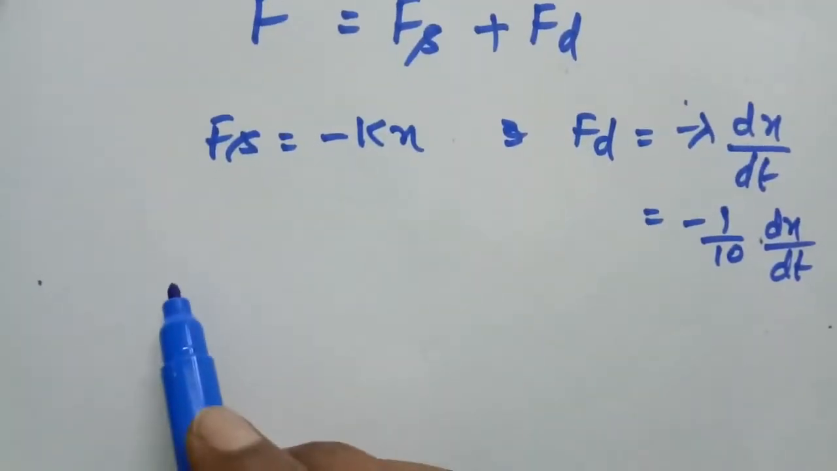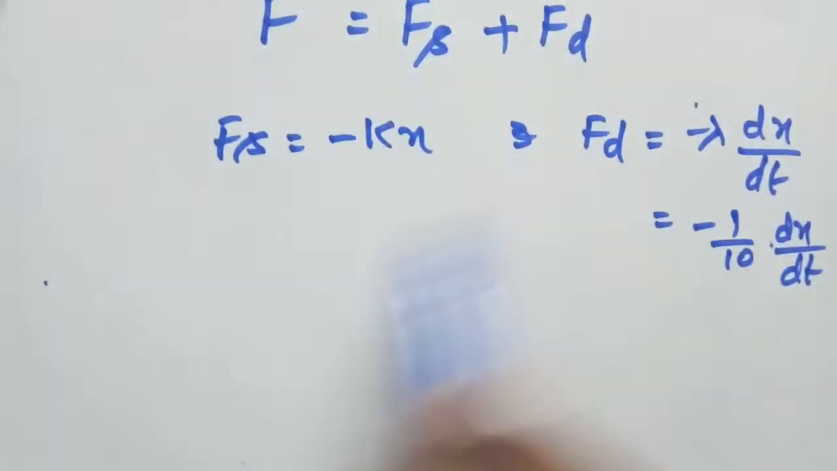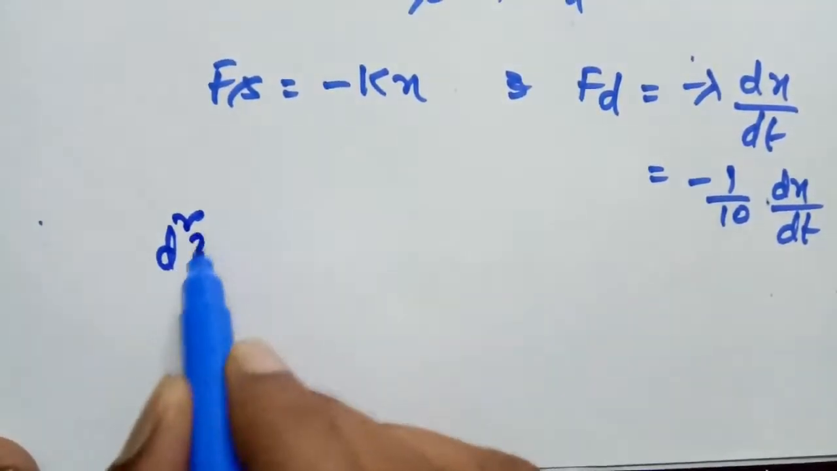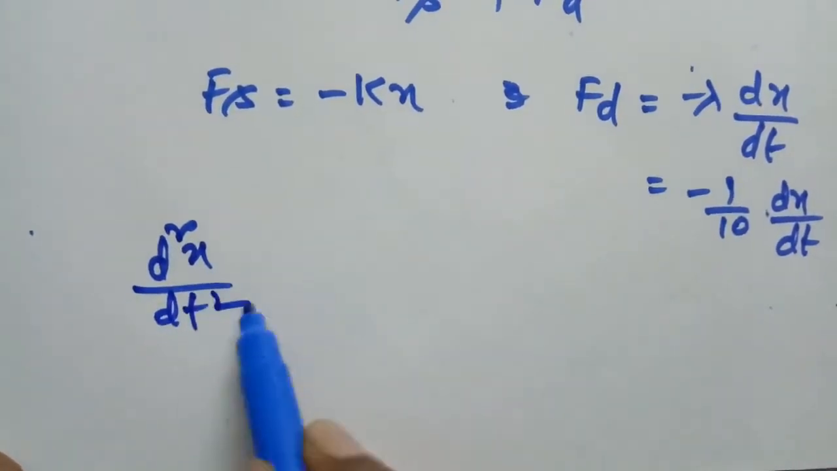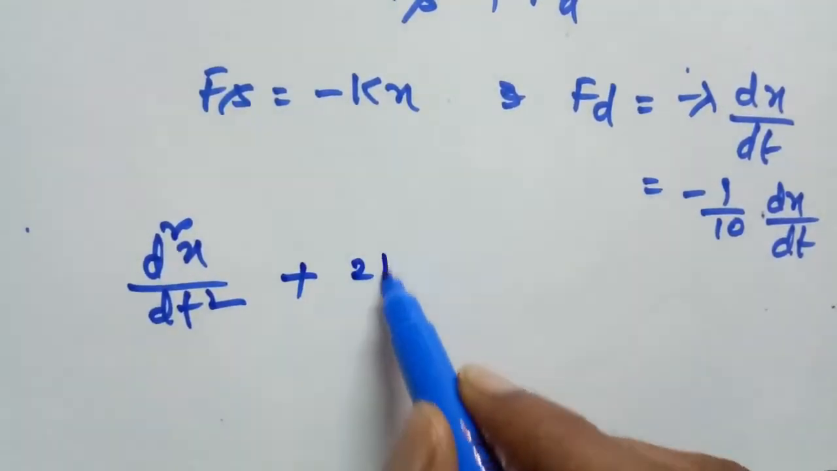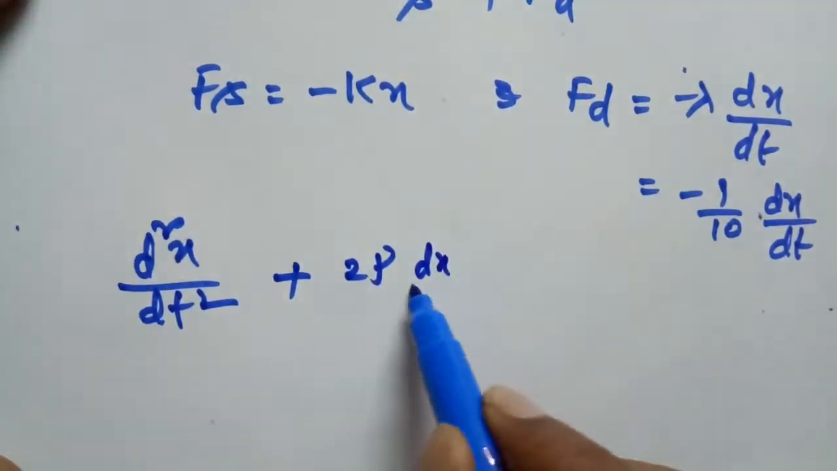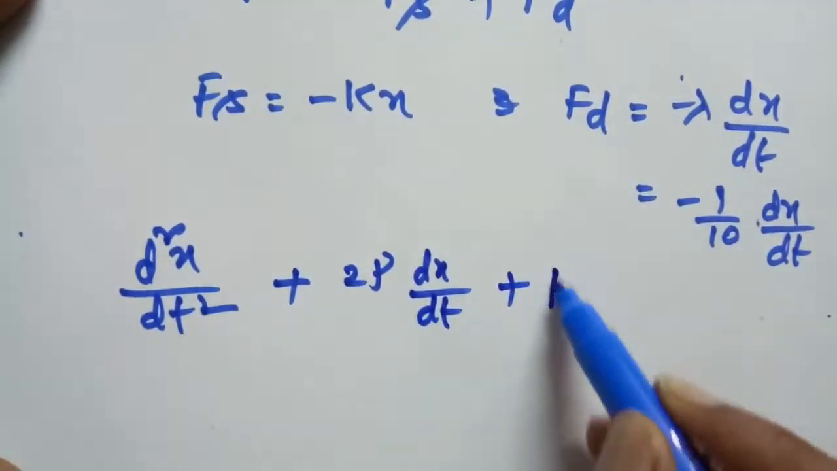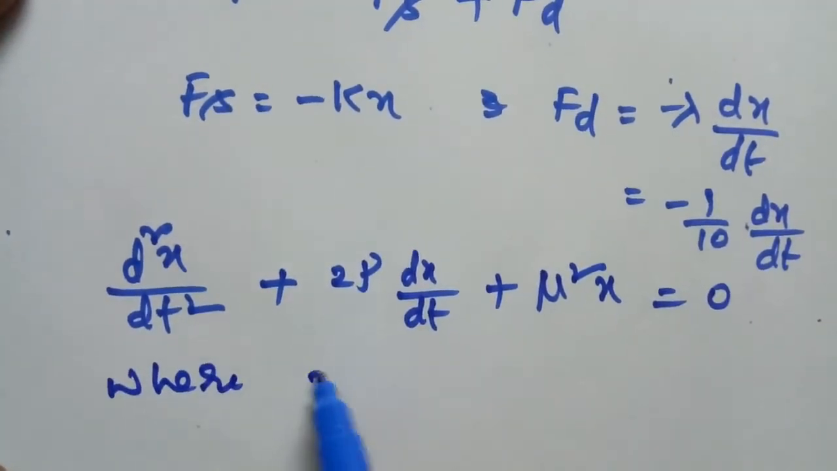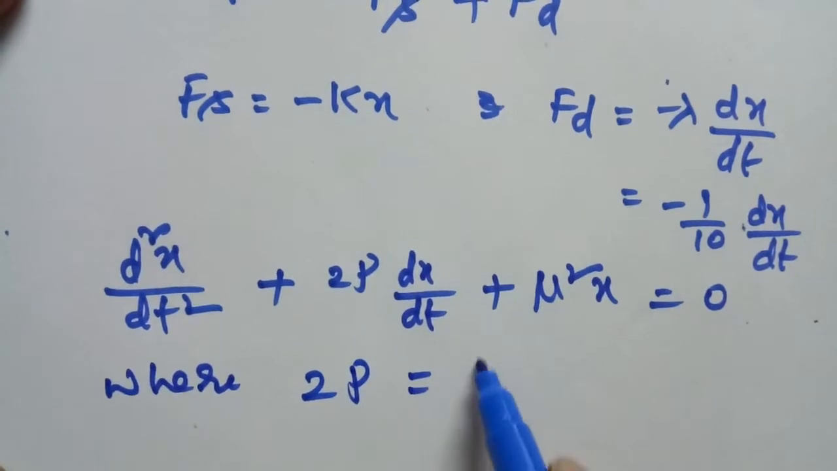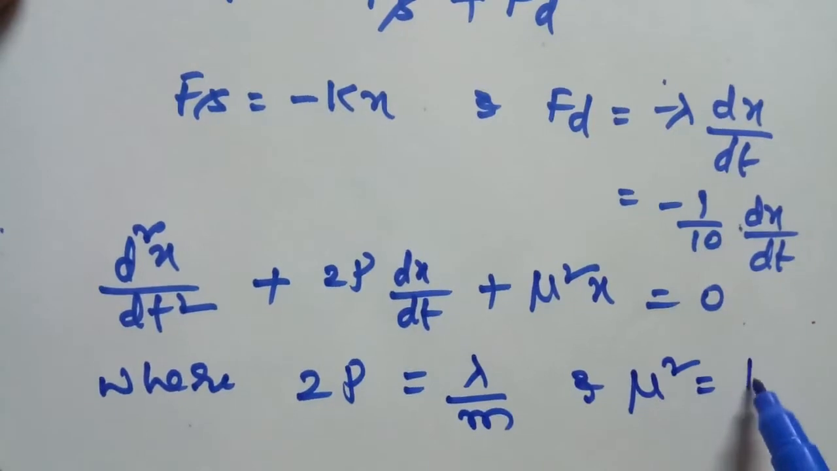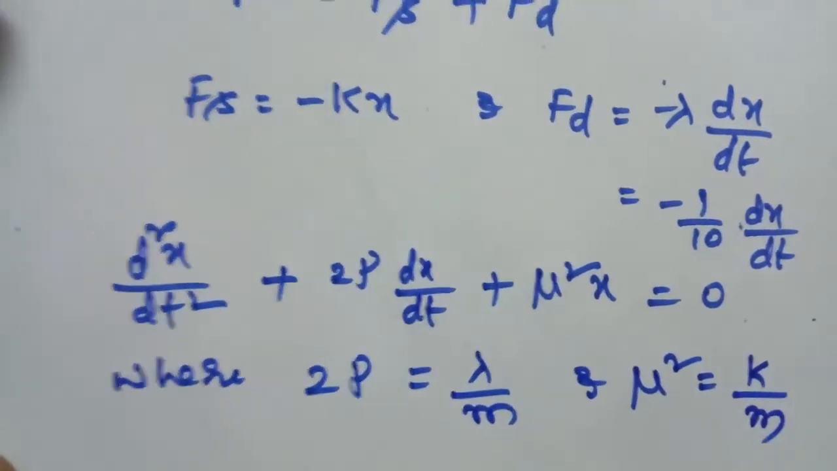The equation of motion of the body in the damped oscillations is d square x by dt square plus 2p into dx by dt plus mu square into x is equal to 0, where 2p is equal to lambda by m and mu square is equal to k by m.